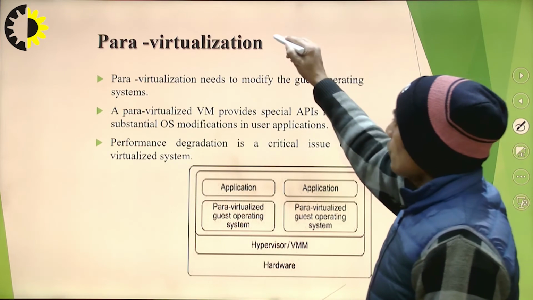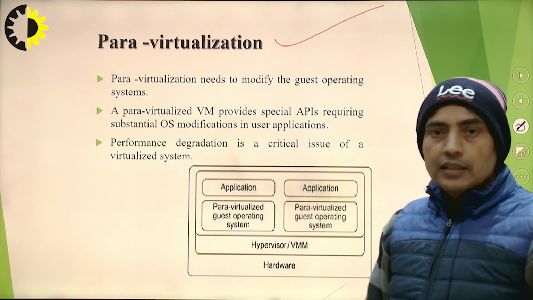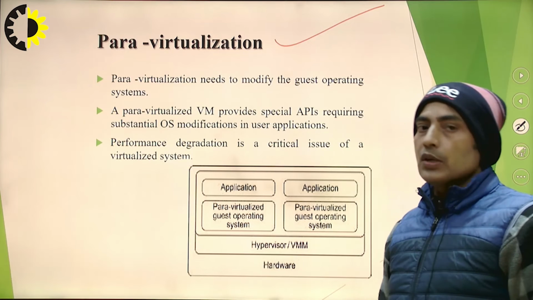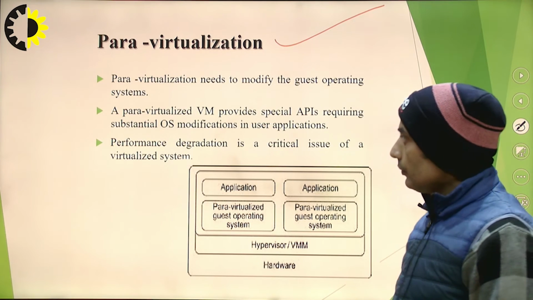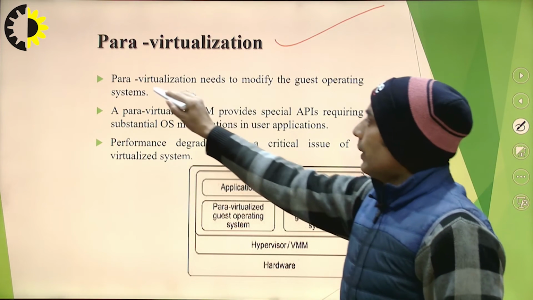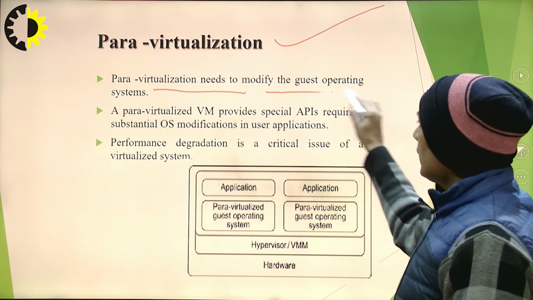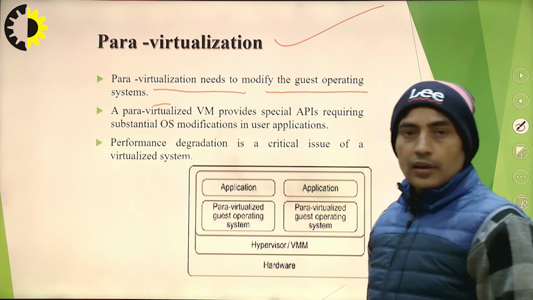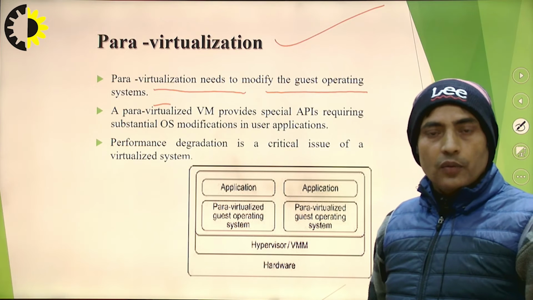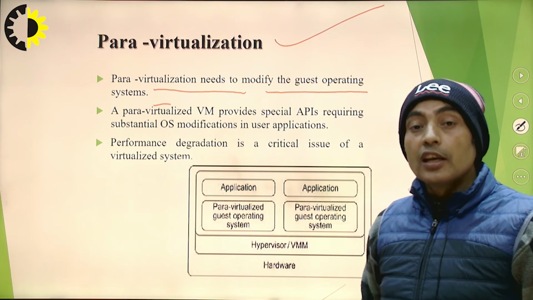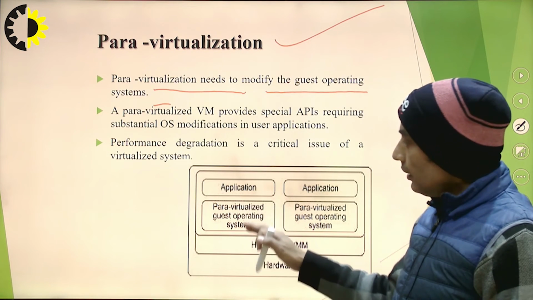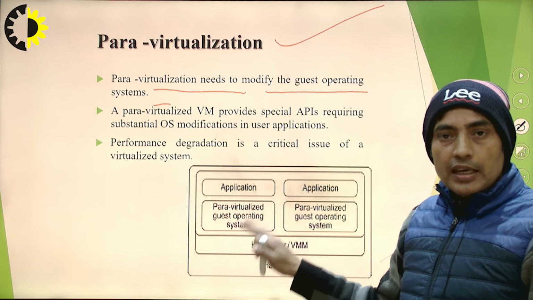The other software assisted virtualization technique is para virtualization. That is very important. What is para virtualization? Para virtualization needs to modify the guest operating system. Here you will have to modify it. There, there was no modification required. But here, the guest operating system is modified.